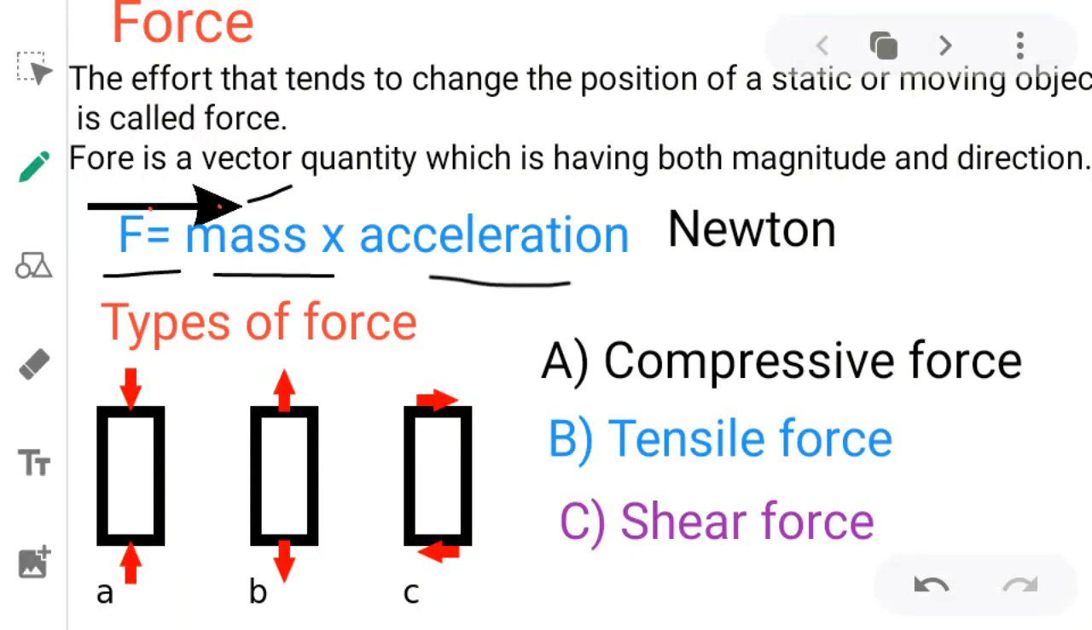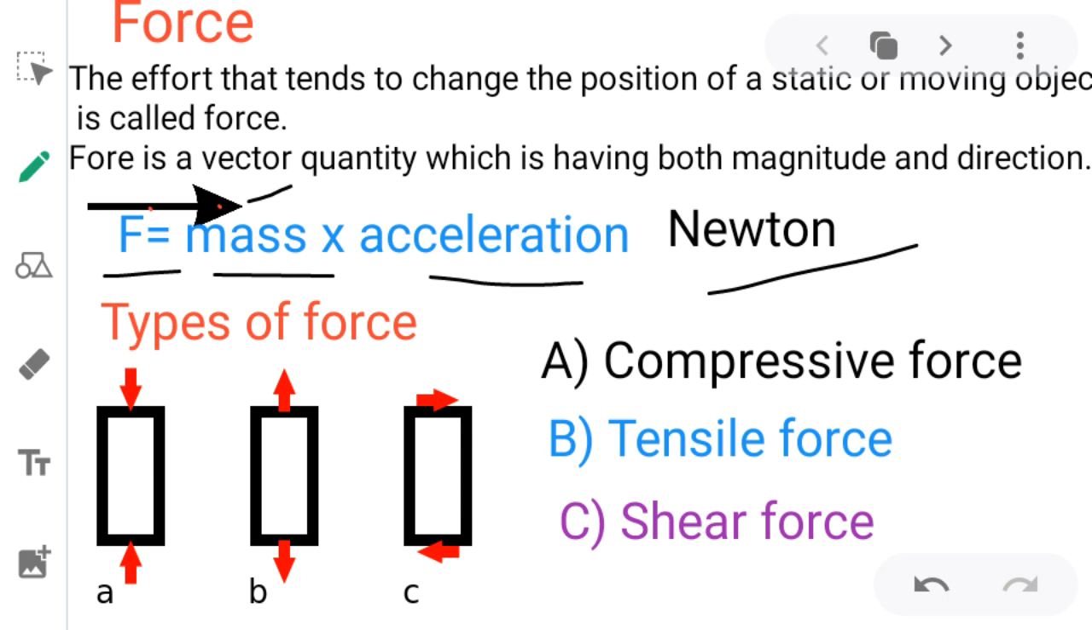to mass into acceleration. Mass is the object on which force acts, and acceleration is the displacement of the body by applying the force, which is to be calculated. F is equal to m into a. Force is equal to mass into acceleration. Newton is the unit of force in the SI system.